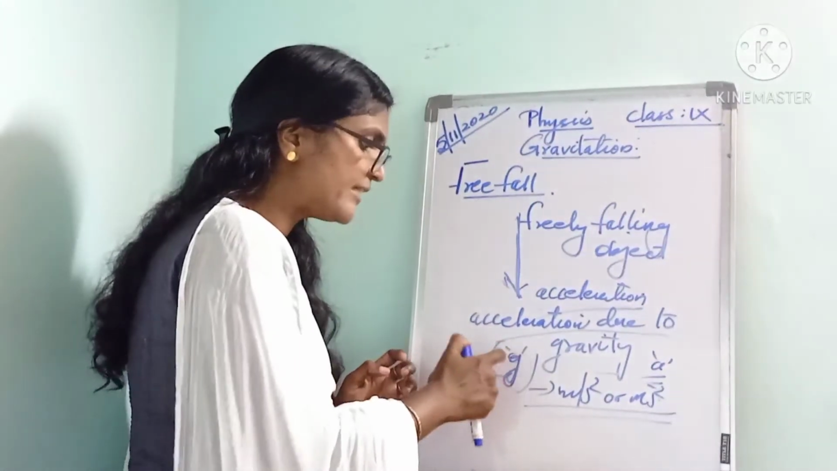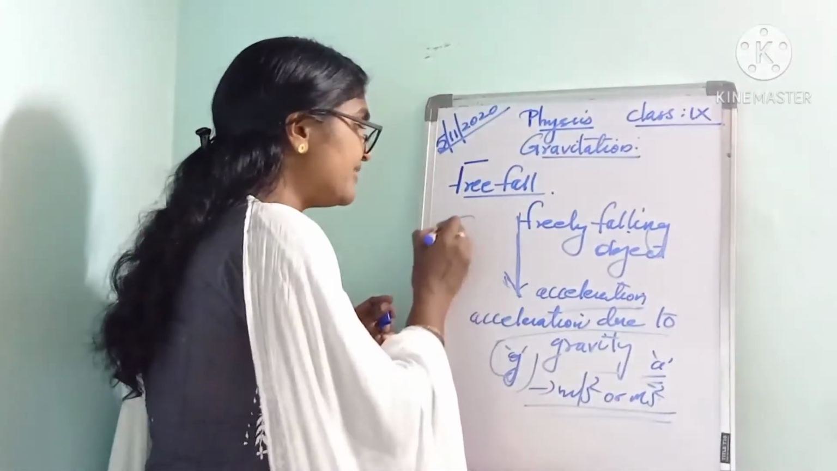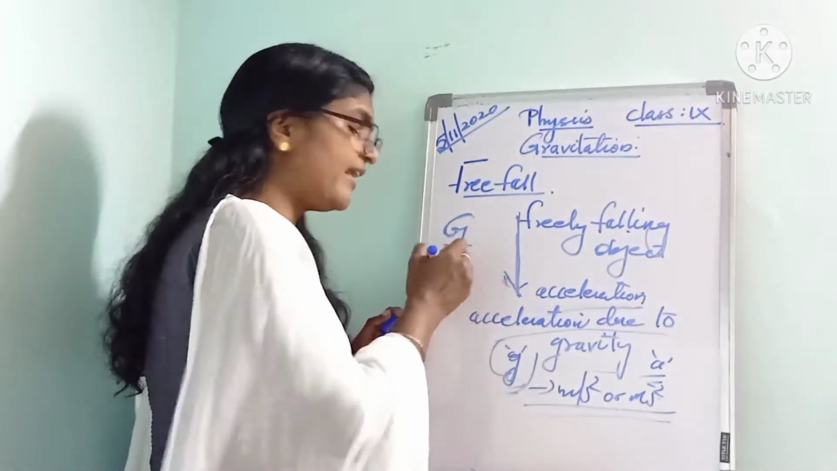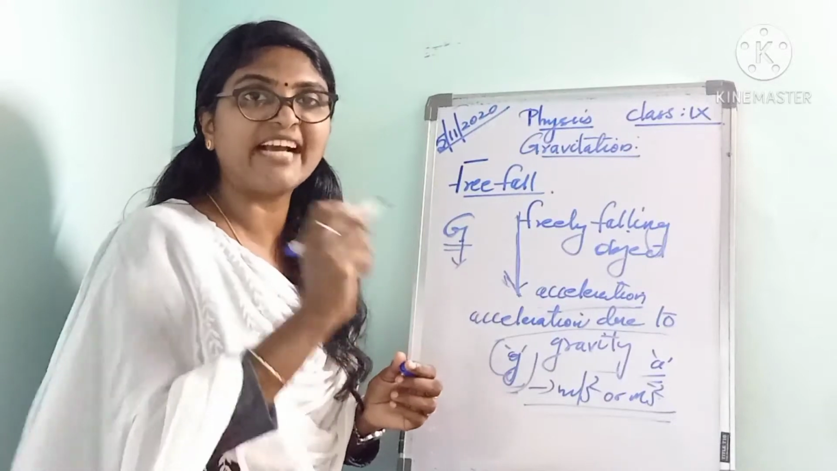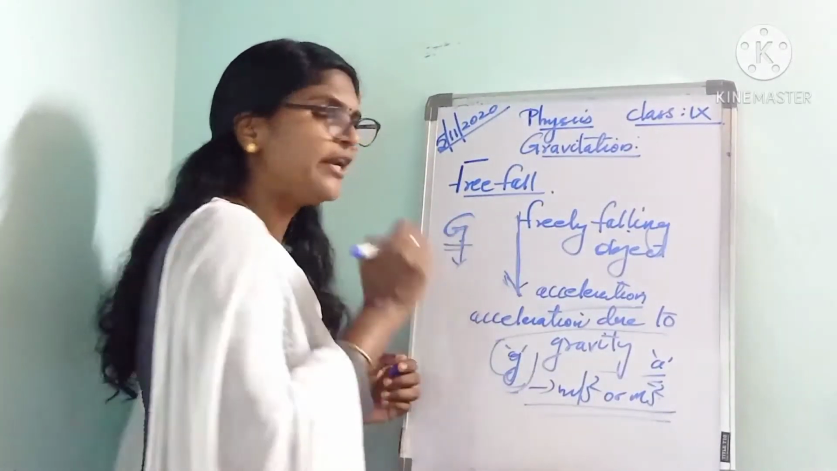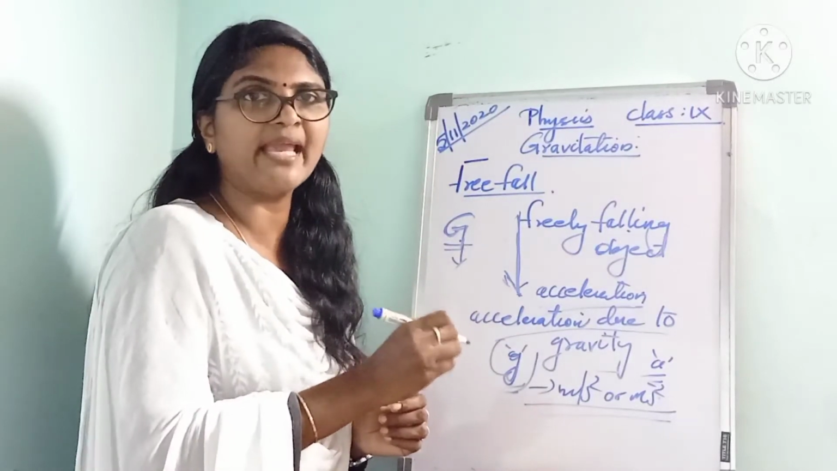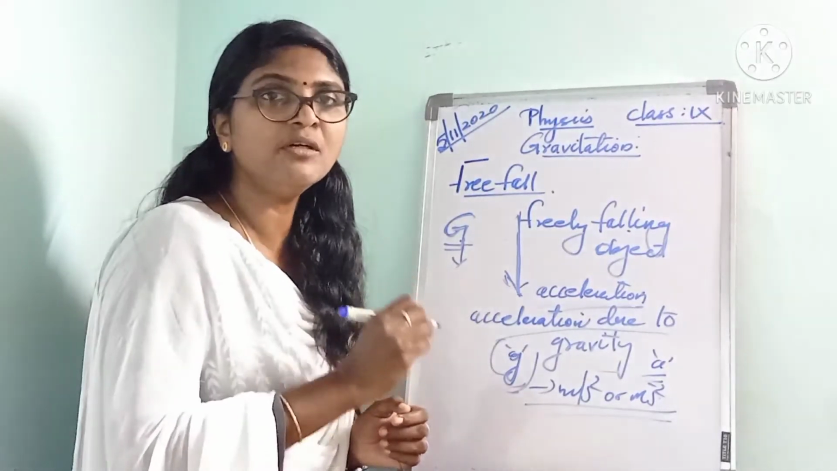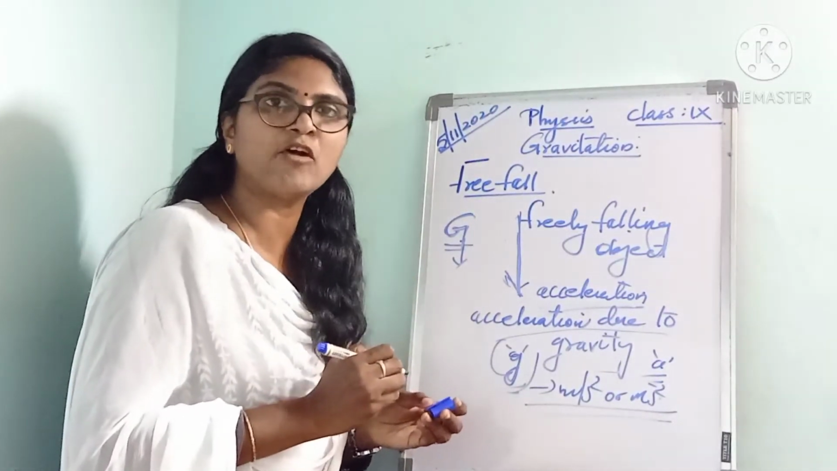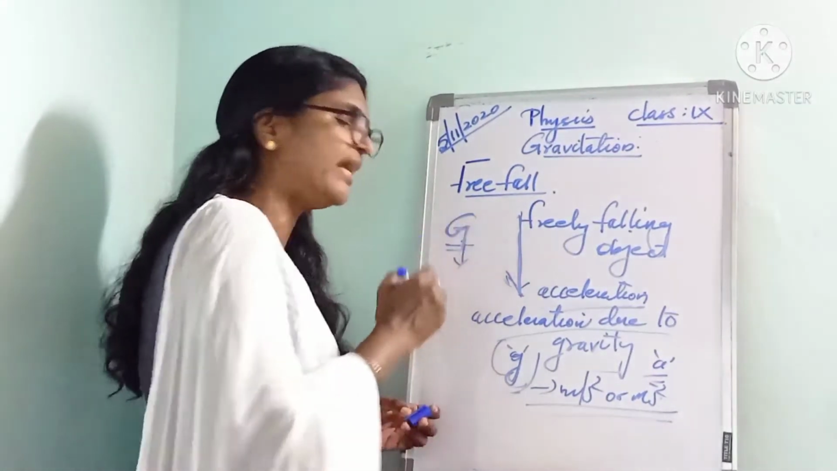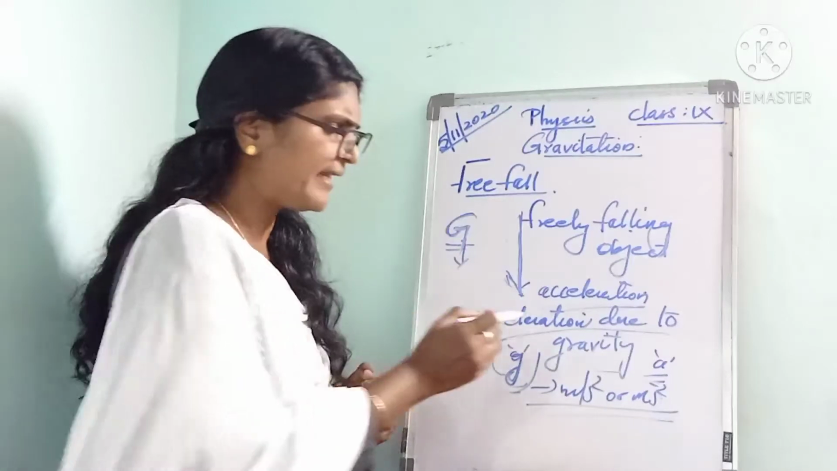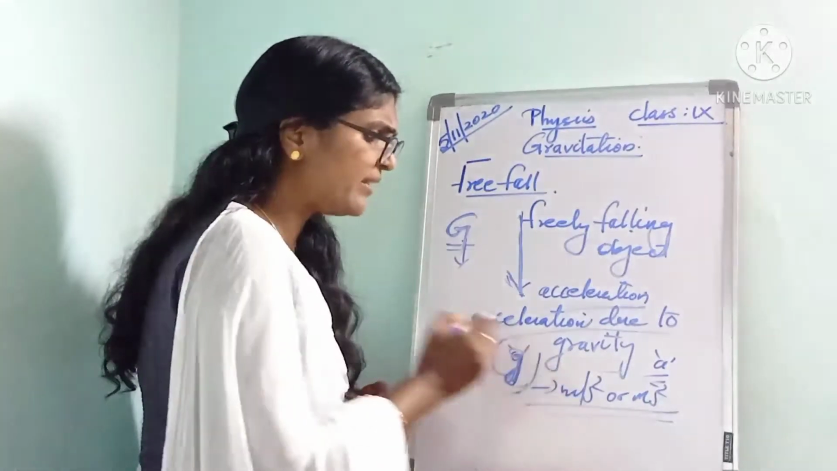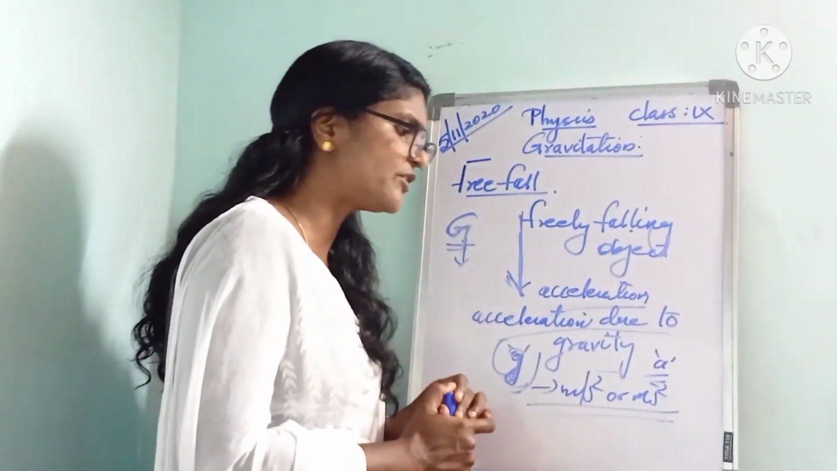Here the acceleration is denoted as small g. Do you know what capital G is? Don't get confused between capital G and small g. Capital G we already learned. What is capital G actually? Universal gravitation constant. You know the value of capital G: 6.673 into 10 power minus 11 Newton meter square per kilogram square. That is actually the universal gravitation constant. But here the acceleration due to gravity is represented as small g, and its unit is meter per second square or meter second raised to minus 2.